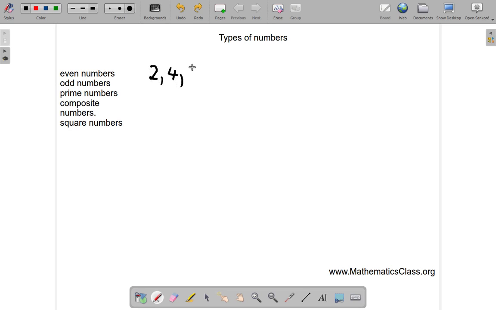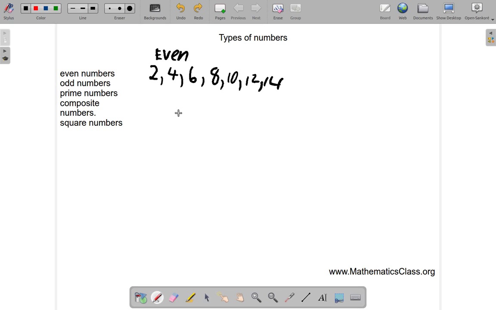4, 6, 8, 10, 12, 14, and so on and so forth. Basically, it's really an integer that is divisible by 2. You can divide it into 2 equal parts. So that's an even number.